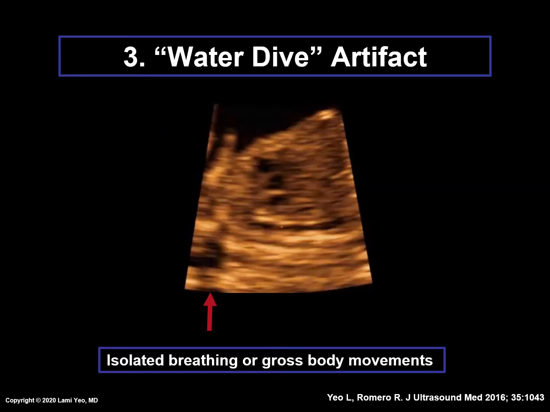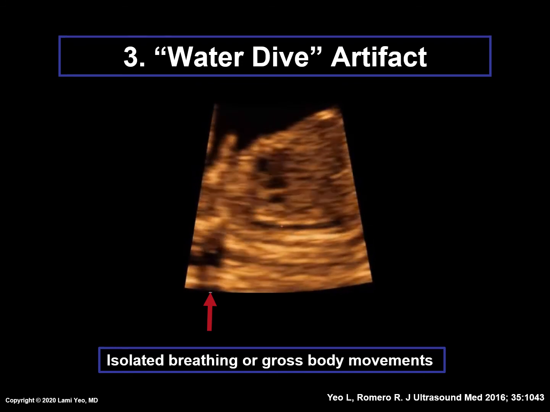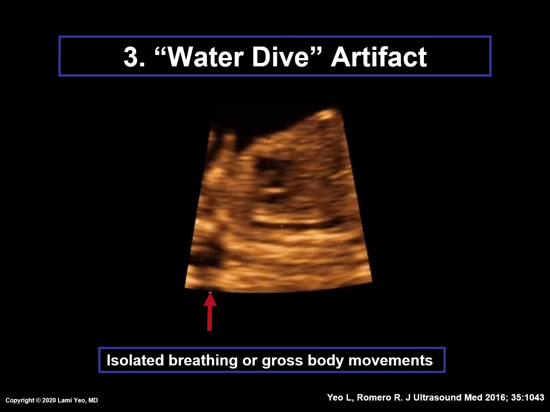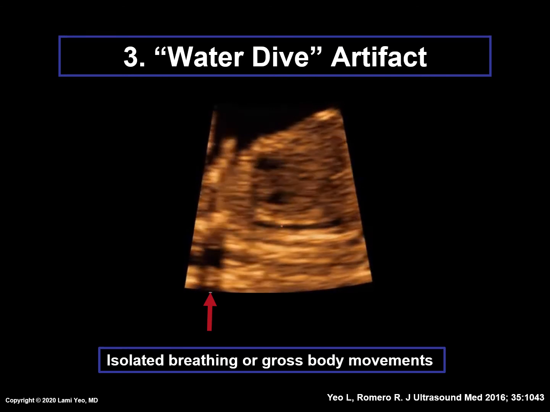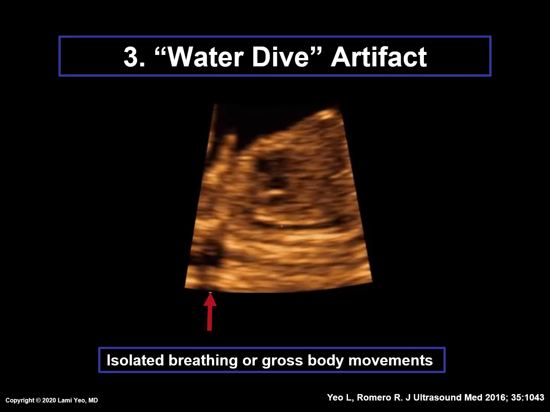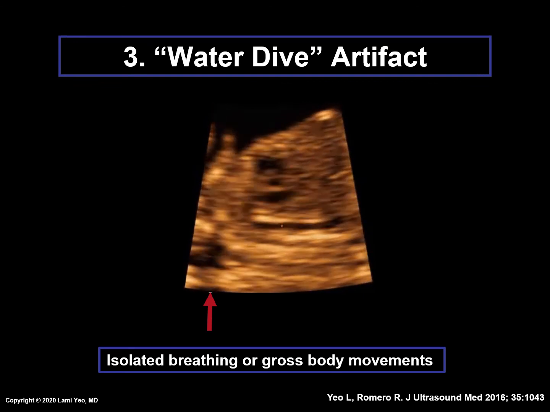The third type of motion artifact in the sagittal plane is when there are discrete areas of artifact, and this is called a water dive artifact. This term refers to the discrete underwater turbulence and motion that develops only in the specific location where a diver enters the water. A water dive artifact usually occurs when there is isolated breathing or gross movements during the stick acquisition. In this example, the artifact is occurring at the very beginning of the stick acquisition.